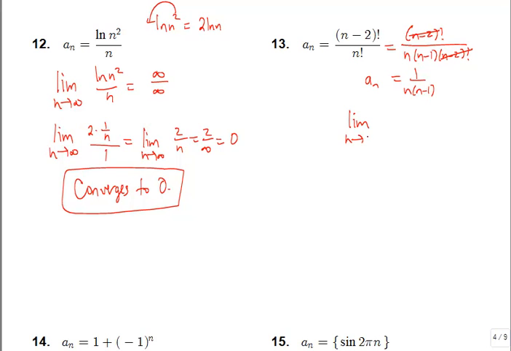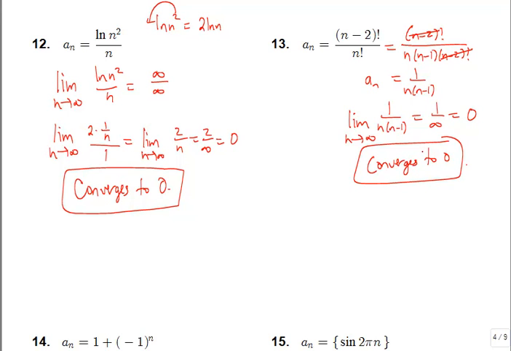So if we go and we take the limit of this as n goes to infinity, you can see right away that that denominator is going to be infinity times infinity, or just infinity, and it's 1 on top, so this is going to go to 0. So we know right away that this is going to converge to 0. And to see those first 5 terms, we can use the calculator again.